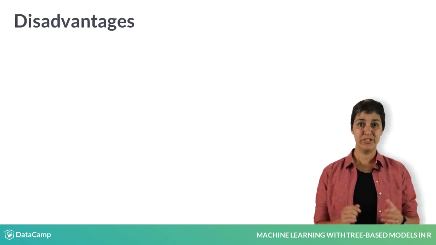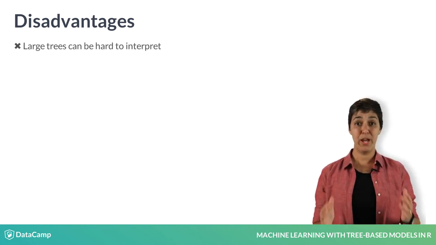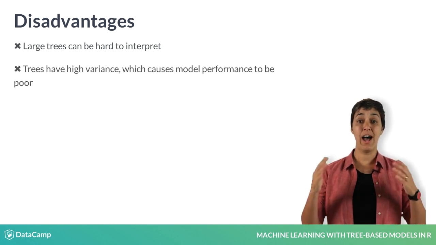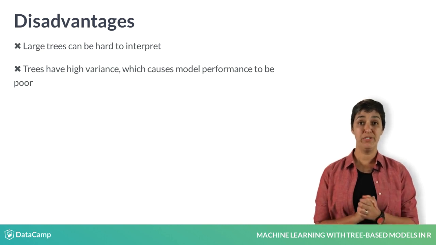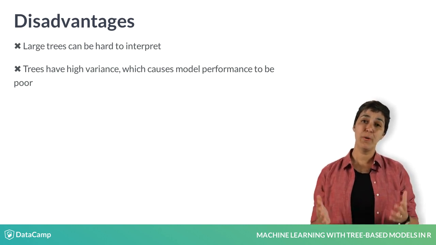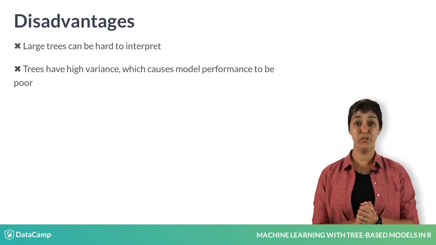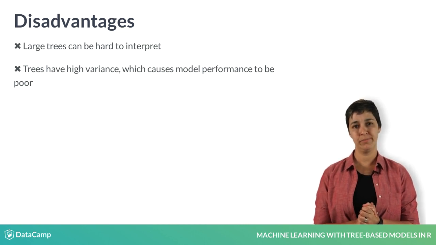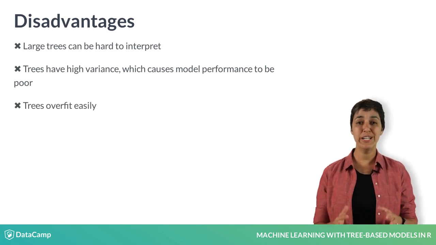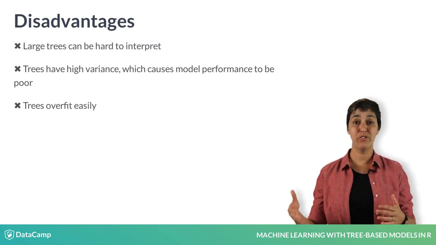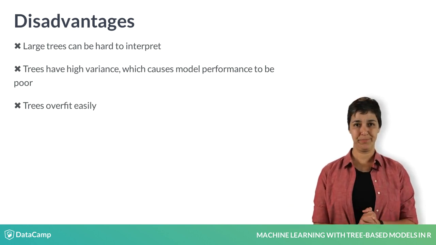Unfortunately, large, deep trees are hard to interpret. One of the major problems with trees is that they have high variance. A small change in the data can result in a very different series of splits, which also makes interpretation somewhat precarious. High variance leads to poor model performance. If not tuned properly, it's easy to create overly complex trees that do not generalize well to new data. This is also known as overfitting.